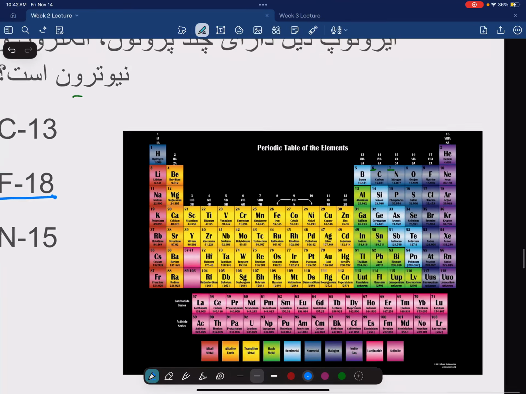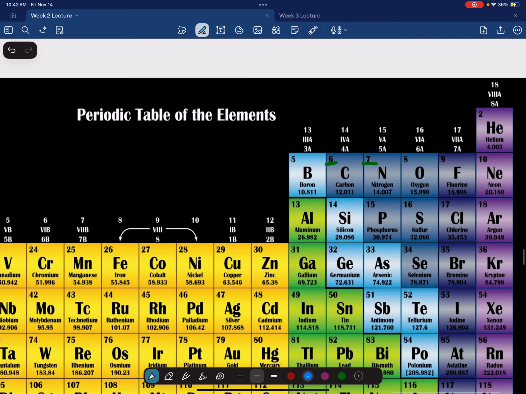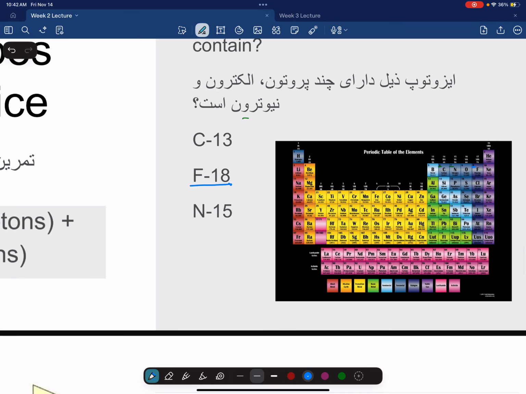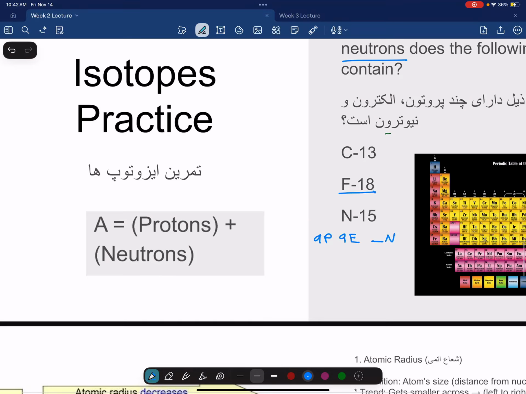We know that fluorine is going to have 9 protons every single time. And since it's a neutral atom, we know that it's automatically going to have 9 electrons. The only thing left for us to figure out is how many neutrons this isotope of fluorine has. So using this equation, mass number equals the number of protons and the number of neutrons.